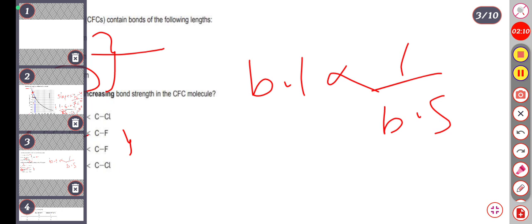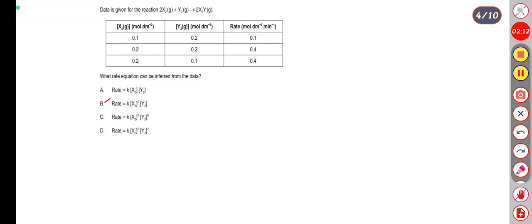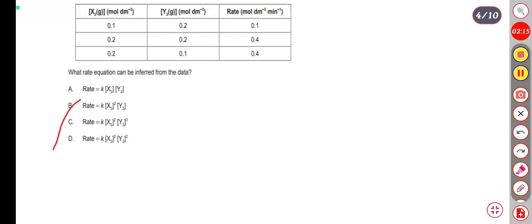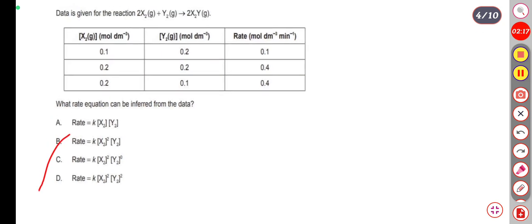Next question, this is about rate of the reaction. This is again a rate equation. What rate equation can be inferred from the data? For the rate equation, you just have to know about the order of the reaction, right? They have given the concentrations of x2 and y2 and the rate of the reaction. From that rate, you just have to find out the rate equation.